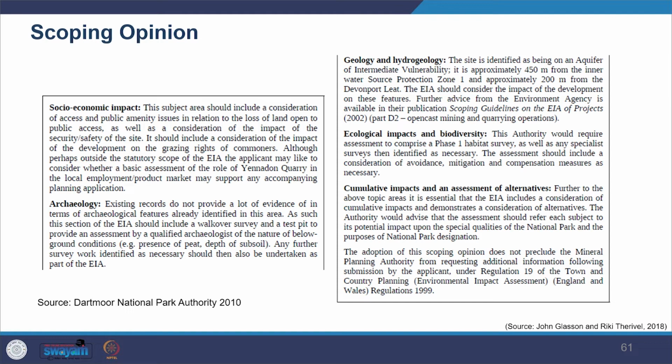So you can see how the socioeconomic impact, what they are going to undertake there, archaeology, what they are going to undertake, geology and hydrology, what they will cover, ecological impact and biodiversity, cumulative impact and assessment of alternatives. So what all areas they would consider and which they would not consider. So you see that scoping is an important step.